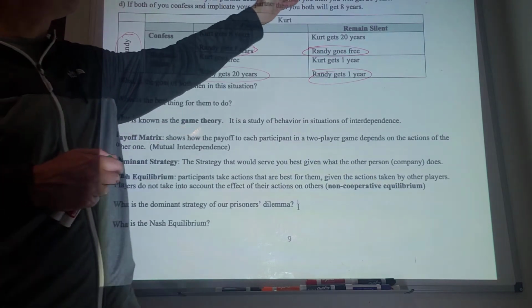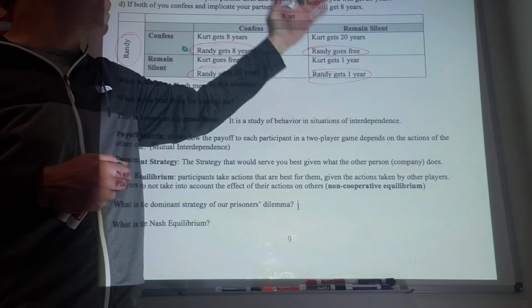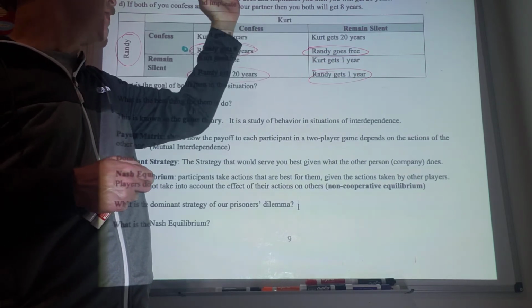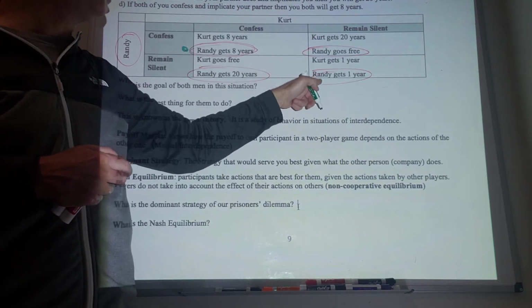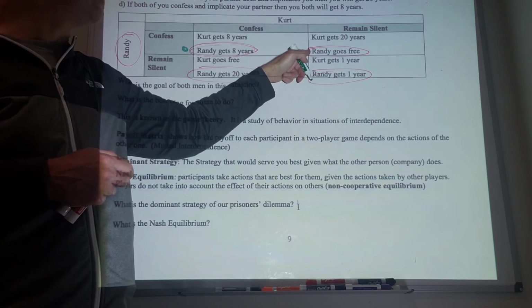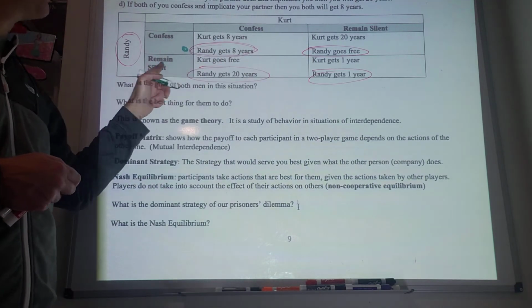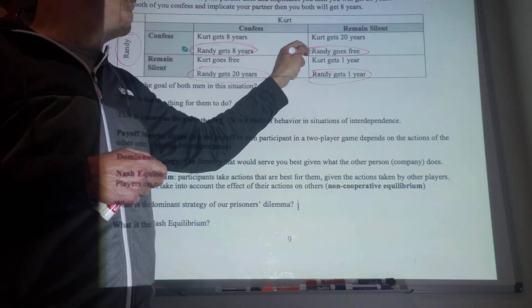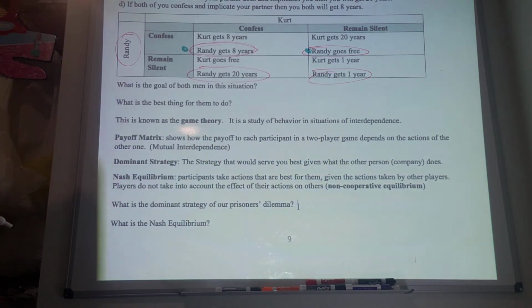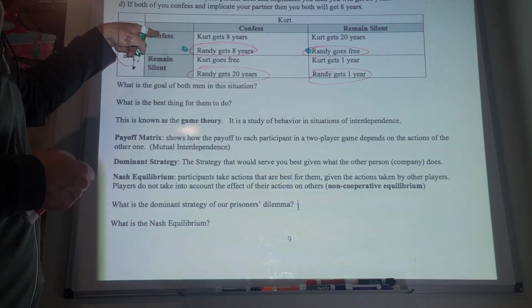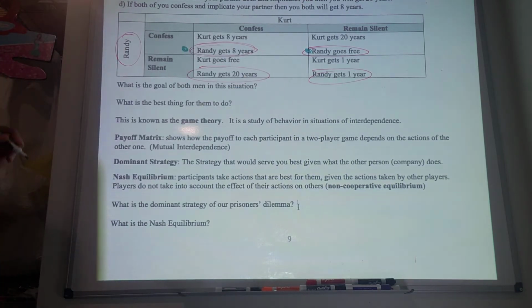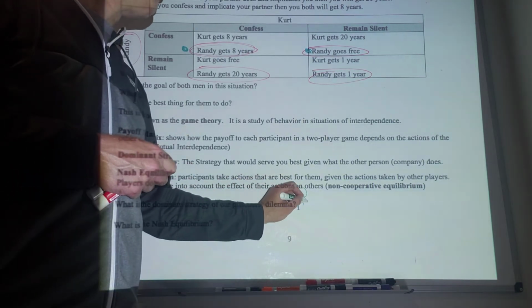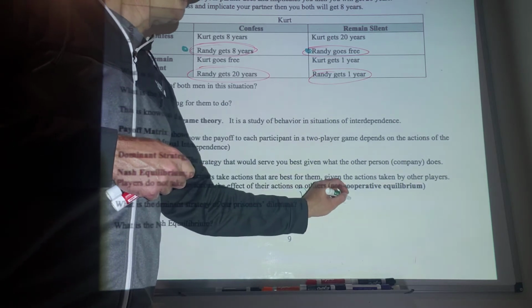The other possibility is if Kurt remains silent. So now we're looking over here. If Kurt remains silent and Randy confesses, he goes free. If Kurt remains silent and Randy remains silent, Randy gets 1 year. So in this case, confess, Randy goes free, remains silent, Randy gets 1 year. It's also better for Randy to go free. So in each of the 2 outcomes, it's better for Randy to confess. 8 years versus 20, free versus 1. Okay? So the dominant strategy, and we'll come back to Nash equilibrium, but the dominant strategy in this example for Randy is to confess.